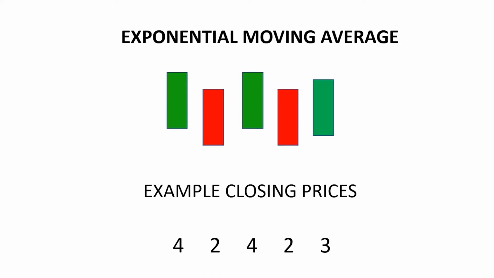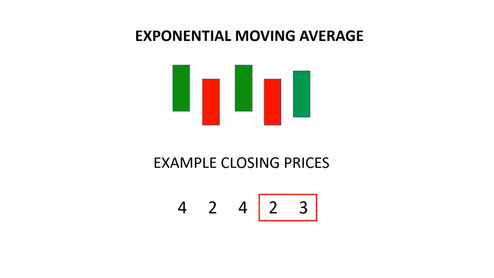Let's talk about the difference between the exponential moving average and the simple moving average. The simple moving average is based on the calculation that we have done earlier, adding all the numbers and dividing it by the number of periods. However, in exponential, more weight will be given to the recent prices. Let's do an example. 4, 2, 4, 2, 3 are the prices of the exponential moving average, and 2 and 3 are the latest prices. Therefore, an exponential moving average gives more weight to 2 and 3 in its calculation.